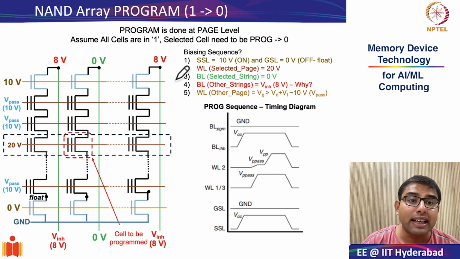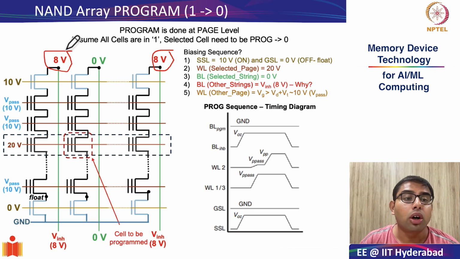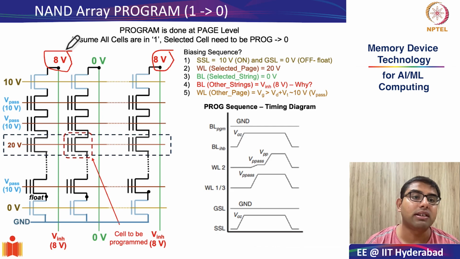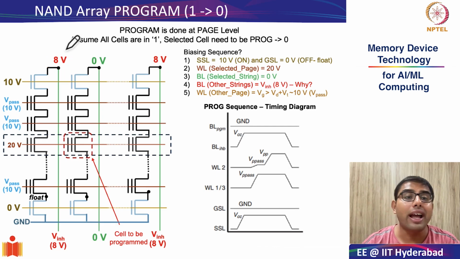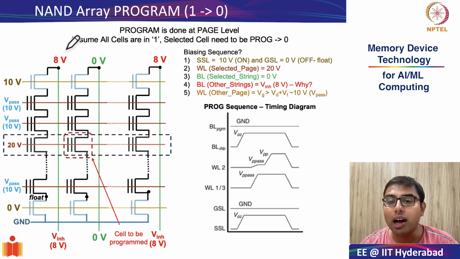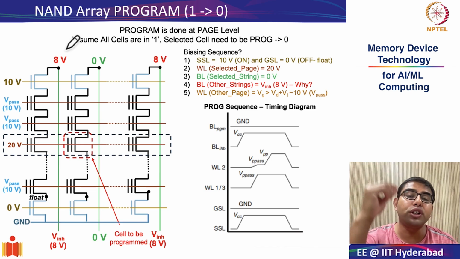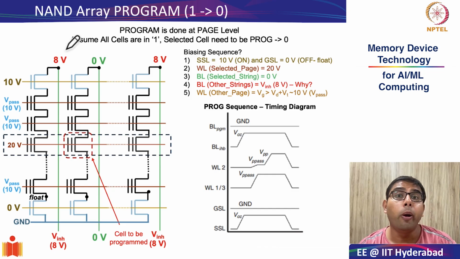And this you do through intelligent biasing. The most interesting thing was you apply something called the inhibit voltage at bit lines where you do not want to facilitate program. This increases the channel potential and therefore stops Fowler-Nordheim tunneling from happening, because Fowler-Nordheim tunneling can happen only at sufficiently large potential differences between the control gate and your channel.